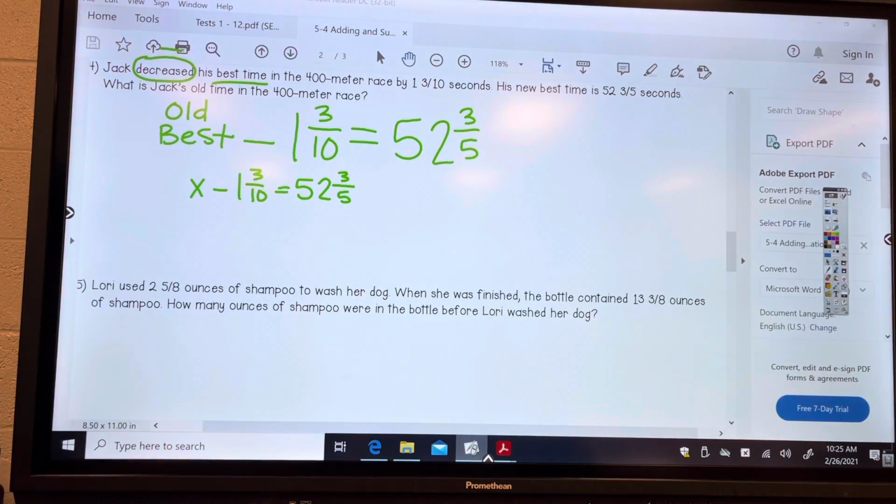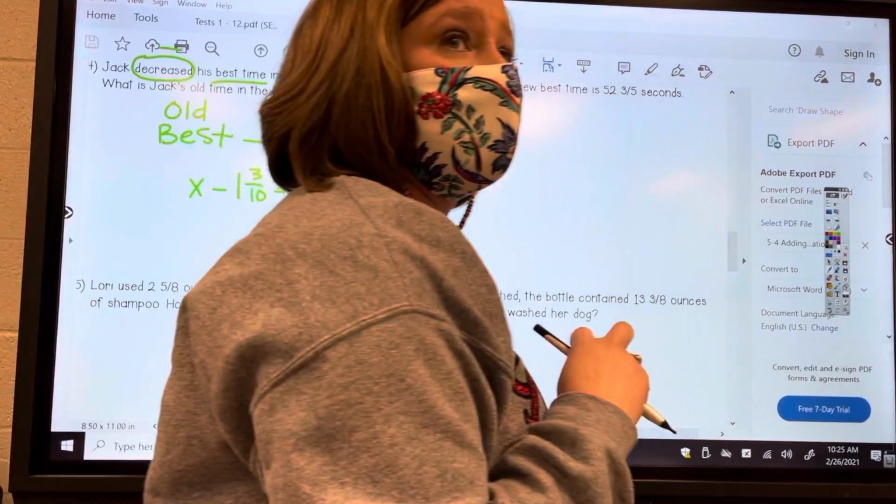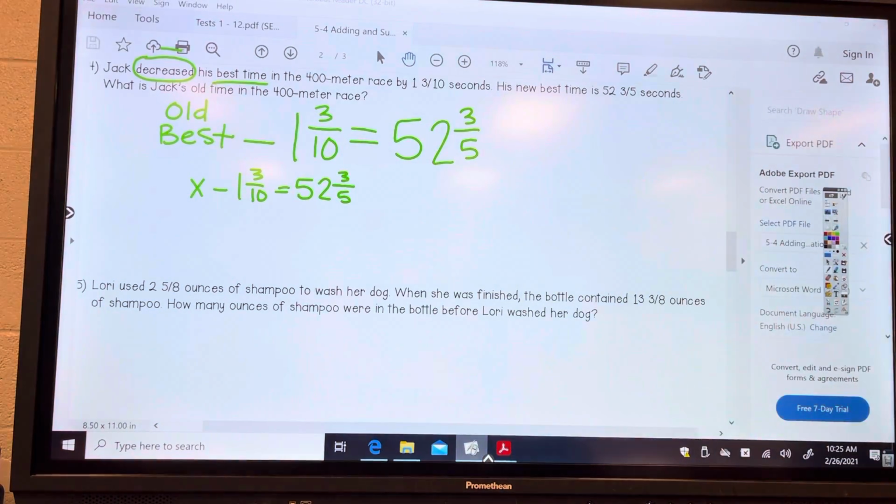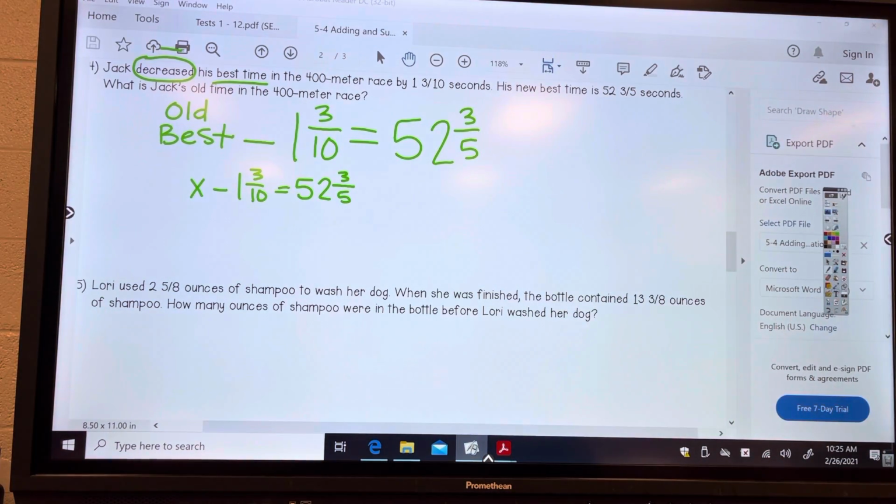Now, I'm not going to go over solving this one, okay? You're going to have to do that one on your own. All right, does anybody have a question about solving these equations?